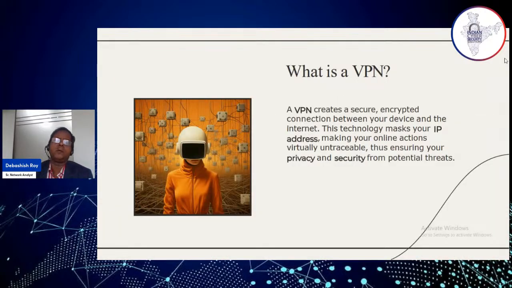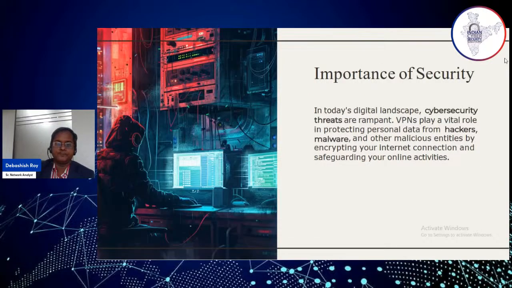What is a VPN? A VPN creates a secure encrypted connection between your device and the internet. There is the ISP in between, and there are many locations, not only two, and you are creating a secure logical path, definitely logical, nothing physical. So a logical channel is there, that is the VPN. This technology masks your IP address. Yes, it hides your private IP. So it ensures your privacy and security from potential threats.